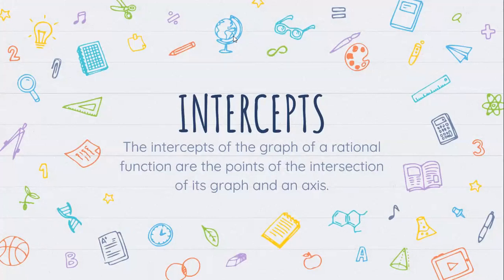Okay. It is where the line intersects. Okay, somehow may point, pero actually this is near. Okay? So what is intercepts? The intercepts of a graph or of the graph of a rational function are the points of the intersection of its graph and an axis.